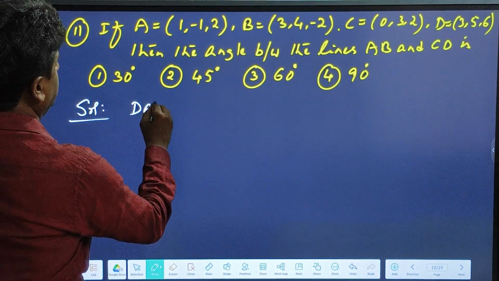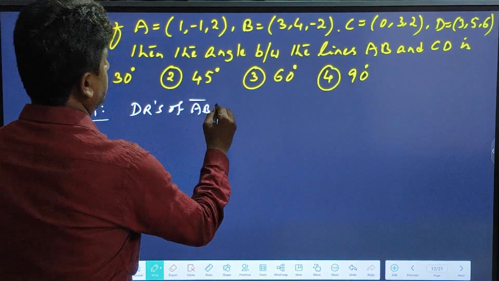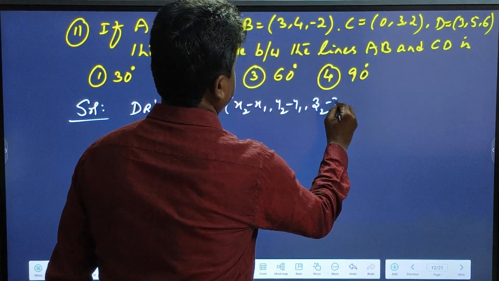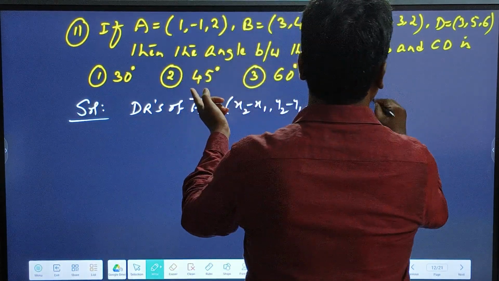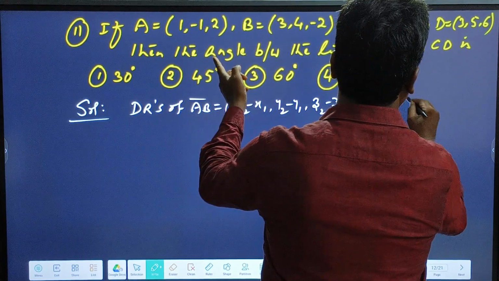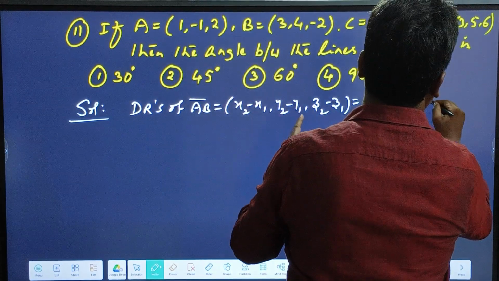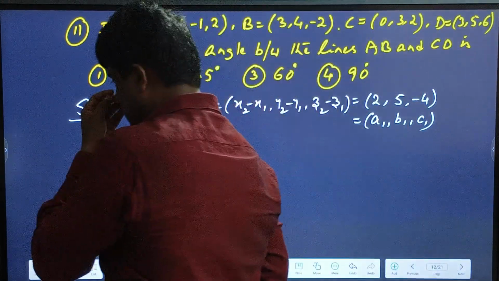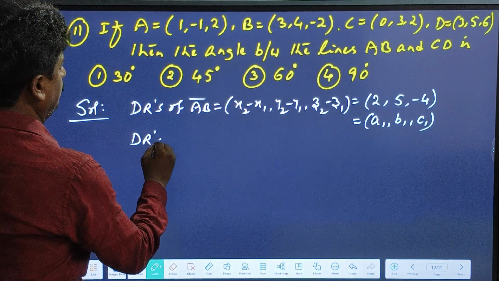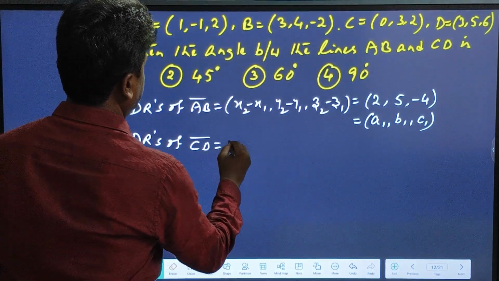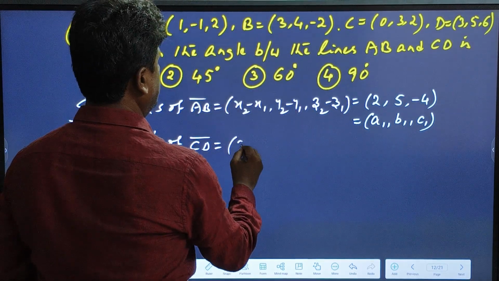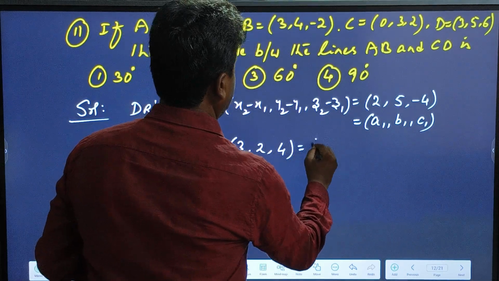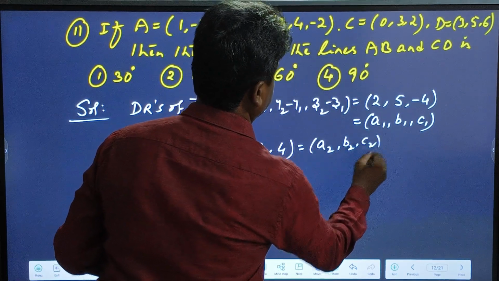Whenever AB and CD are given, the direction ratios of AB bar are x2 minus x1, y2 minus y1, z2 minus z1, which is the formula. That is 3 minus 1 is 2, 4 plus 1 is 5, minus 2 minus 2 is minus 4. Let them be A1, B1, C1. Similarly, the direction ratios of CD bar, using the same formula: 3 minus 0 is 3, 5 minus 3 is 2, 6 minus 2 is 4. Let them be A2, B2, C2.